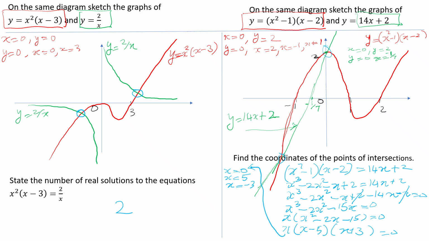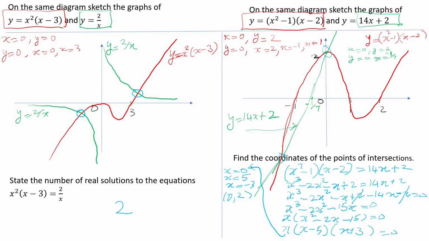When x equals 0, I'm going to put it into y equals 14x plus 2. So when x equals 0, the coordinates: 14 times 0 is 0, so plus 2. This is 1 point. What is the intersection?